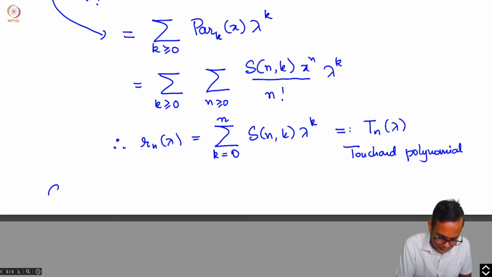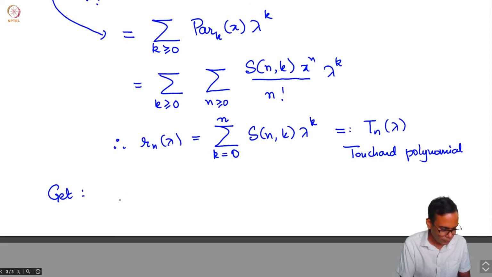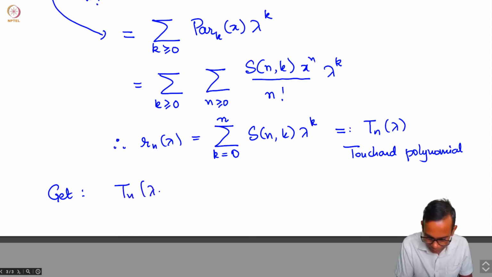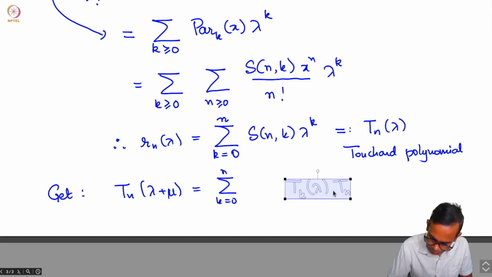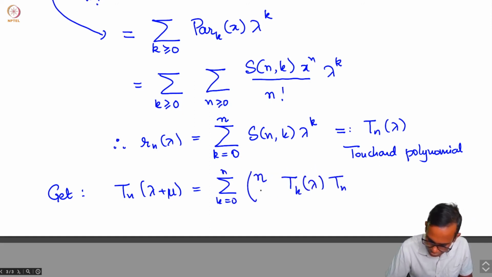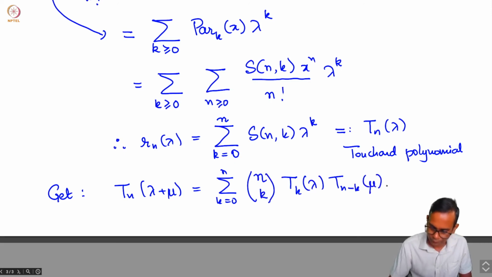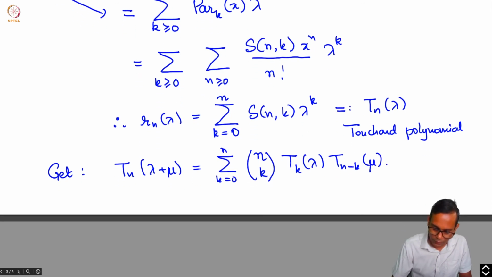And what we get is that the Touchard polynomial is a sequence of binomial type. In other words, T_n(lambda plus mu) is the sum k goes from 0 to n of, oh, I forgot to put in the binomial coefficient, n choose k, T_k(lambda) T_(n minus k)(mu). This Touchard polynomial has an interesting connection with probability theory.